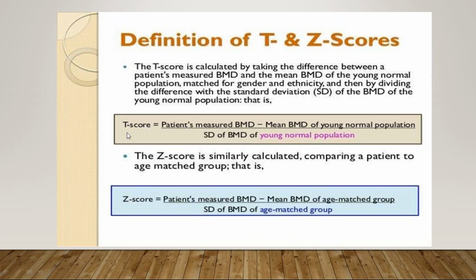Normally the T score will be more than -1. In osteoporosis, it is less than -2.5. If it is between -1 and -2.5, that is osteopenia. Okay.